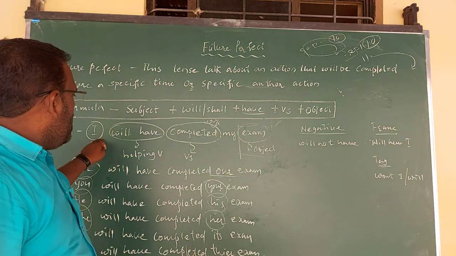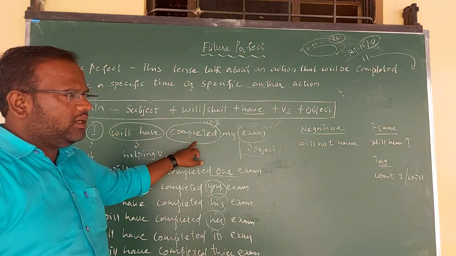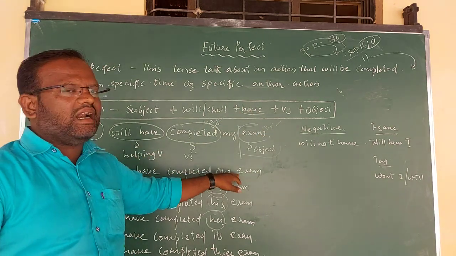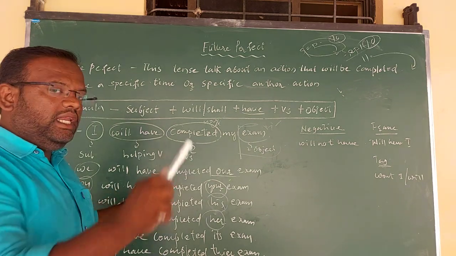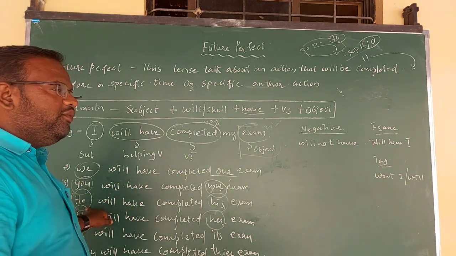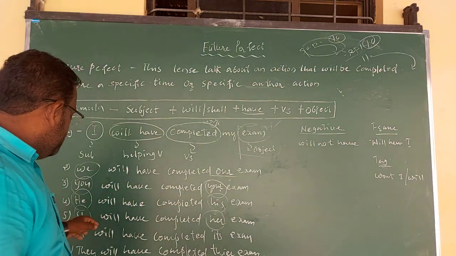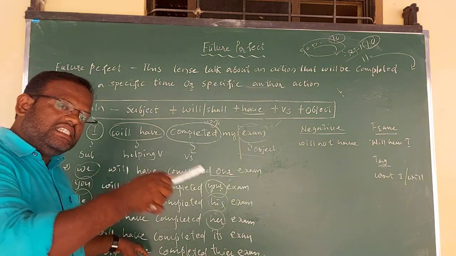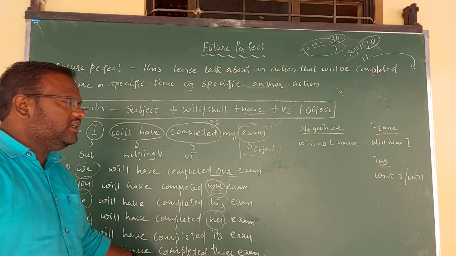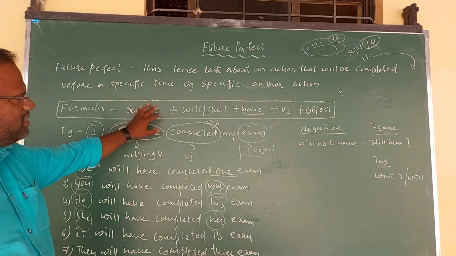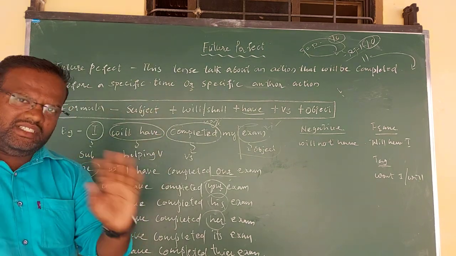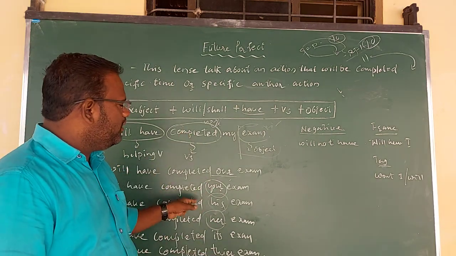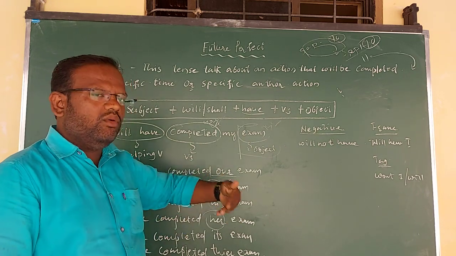How? I will have worked in my class. We will have worked in our class. You will have worked in your class. He will have worked in his class. She will have worked in her class. It will have worked in its class. Then they will have worked in their class. So in such a manner you can take any action verb, and change it in your own sentences.